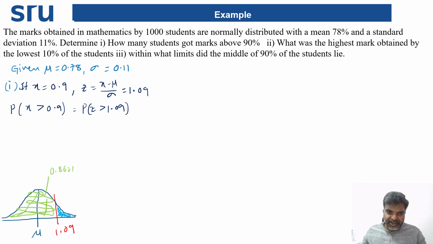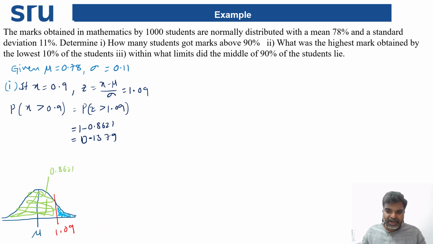Now what is the required value here? See, already you know the total area under the curve is 1. So 1 minus 0.8621, that gives 0.1379. Okay, this is the required probability. Means 13.79% of the students. Now the total number of students. See, what is the question? How many students got marks above 90%? Okay, above 90 means greater than 0.9.